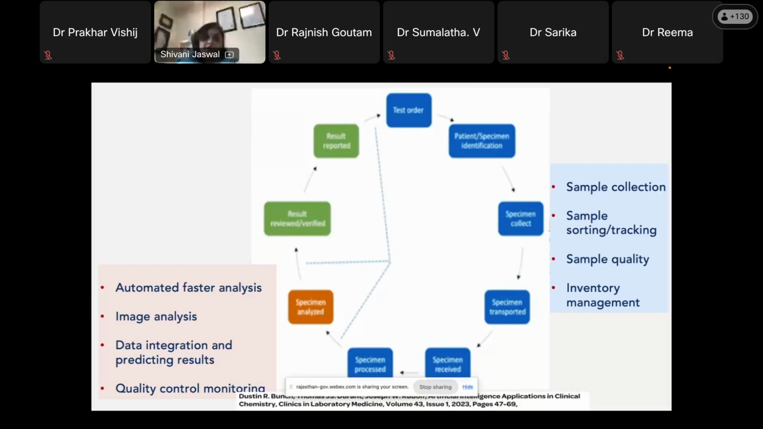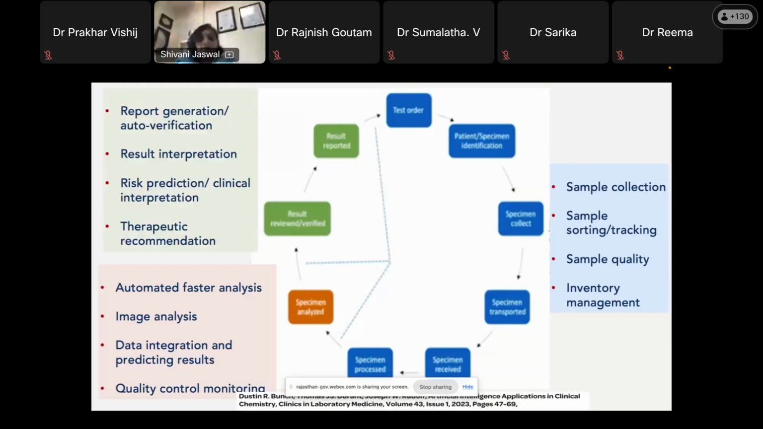Then monitoring the performance of the analytical instruments can be very accurately predicted or done by these machine learning algorithms. Even QC monitoring is very accurately done. Again, in the post-analytical phase, the AI tools can automate the generation of reports and even auto verification. They can also help in result interpretation because all the various parameters can be analyzed together. So the result interpretation gets faster and more accurate.